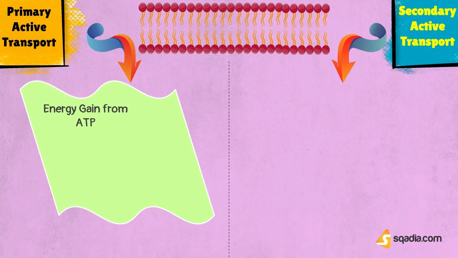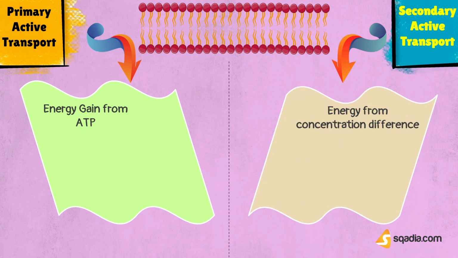In secondary active transport, the energy is derived secondarily from the energy that has been stored in the form of ionic concentration differences of secondary molecular or ionic substances. This is between the two sides of a cell membrane, created originally by primary active transport.